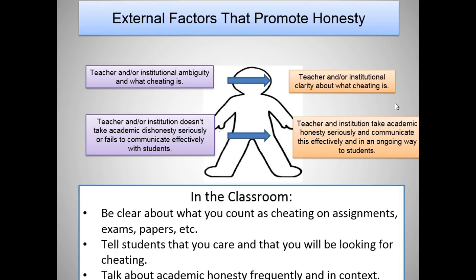Tell students that you care. Tell students that you care about cheating. Tell them that you take it personally. Tell them that you care because it undermines their learning. Tell them that you care because it's unfair to other students. Tell them that you will be looking for cheating, not because you don't trust them, but for these other reasons. And that you take it seriously, and if you find it, that you're going to do something about it.